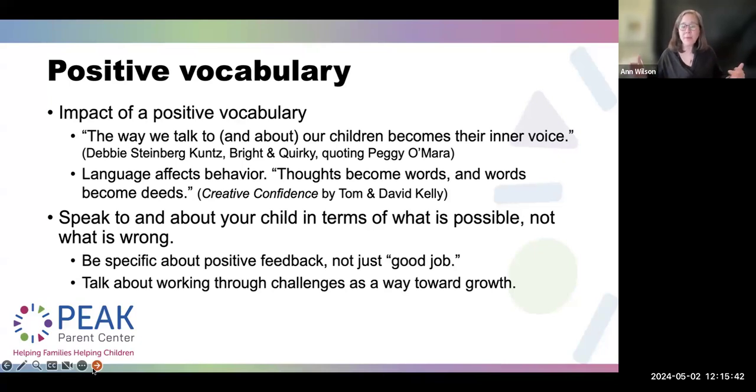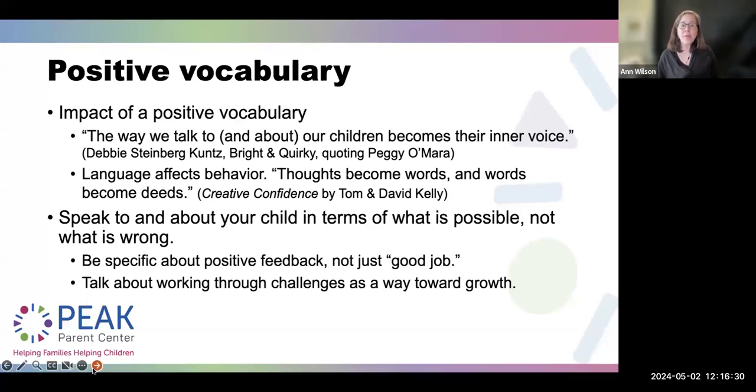And the way we talk about things becomes how we think about things and becomes what we do. Also speak to and about your child in terms of what is possible, not just what is wrong. We all know that our kids hear a lot about what they need to work on, but also be specific about positive feedback. Give them descriptive information, and let them know what they can work on. Sometimes I have experienced things like "good job" that don't give them any information. And sometimes they have received negative information that wasn't specific either, like "well, you could have done a better job on it." Then they're very confused and might sit there and wonder how they could do a better job.